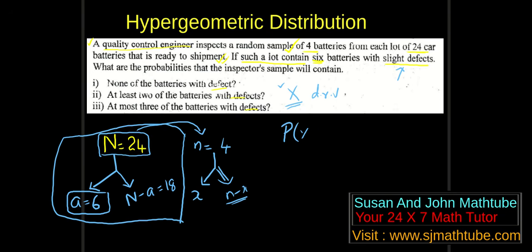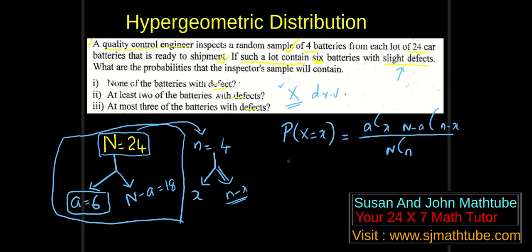So let's write the probability. Probability of x is equal to x. It's really good if you can learn the probability formula by heart, but if you don't have that skill, you can use this. That will be capital N C small n, and ACX multiplied by n minus AC n minus x.